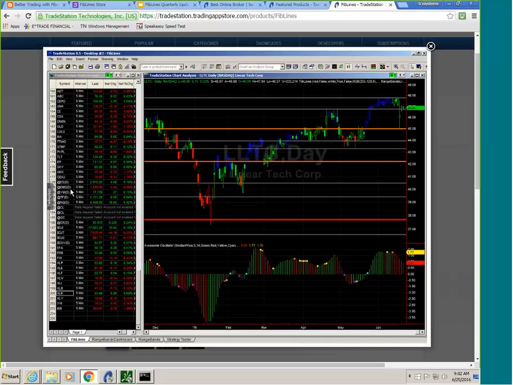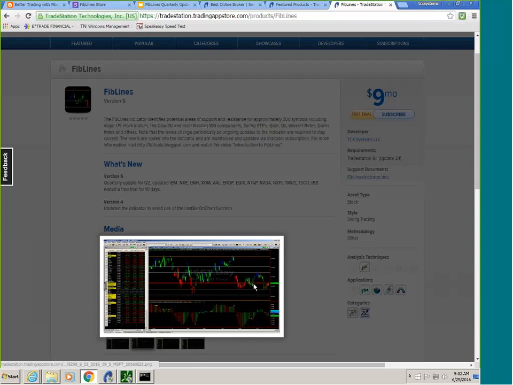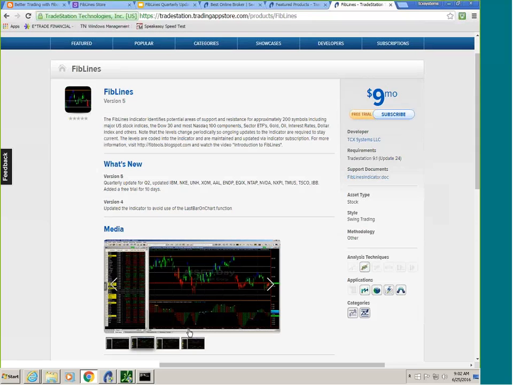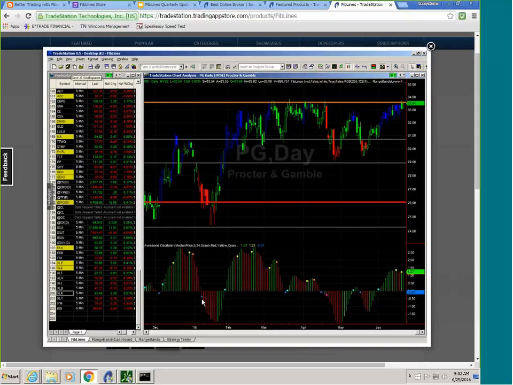Here is LLTC, Linear Tech, and here is Microsoft. And these are symbols I thought looked pretty good, as well as Procter & Gamble, P&G.